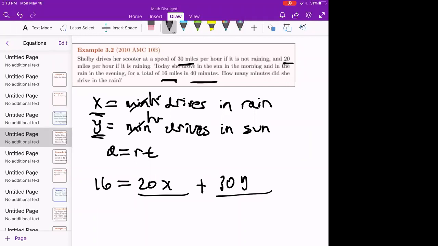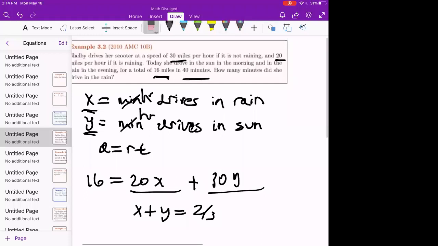However, since we have two variables, x and y, we need another equation in order to solve it. So this equation is going to come from the total amount of time. We see that the total amount of time she drives is 40 minutes. However, it doesn't specify how much of this is in the rain and how much of this is in the sun. So we can write an equation for it, which is just x plus y is equal to 2/3. And again, 2/3 is because 40 minutes is equal to 2/3 of an hour. This equation represents the total amount of time she was driving. So now that we have this, we can just solve this system of equations.